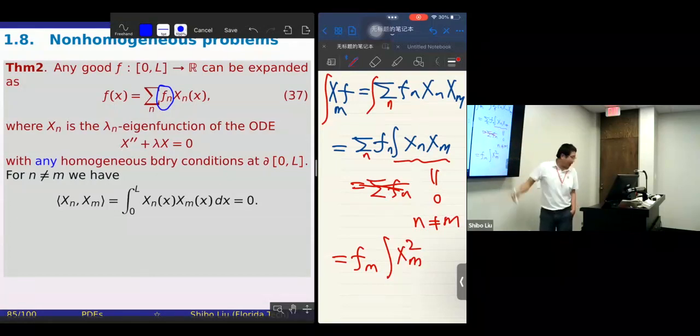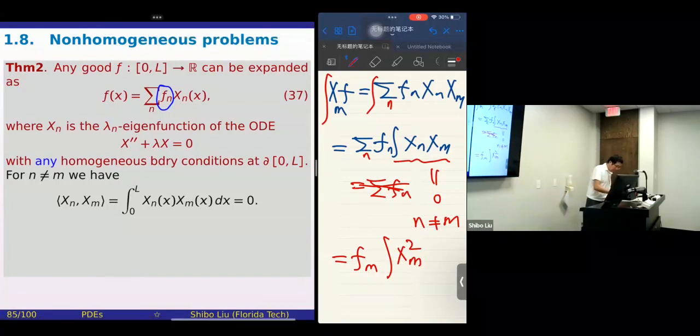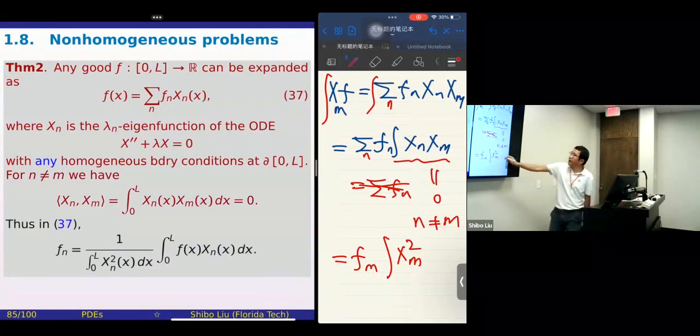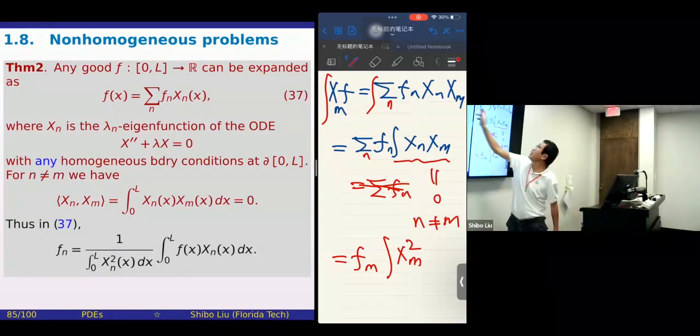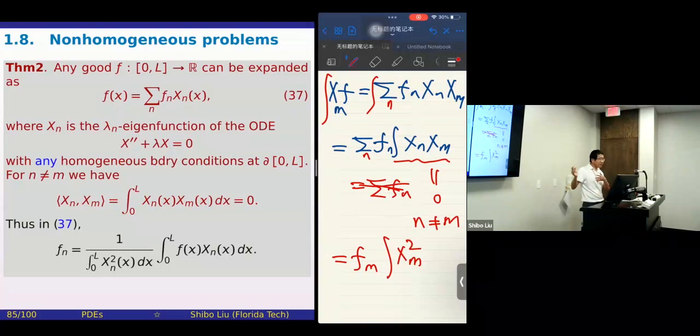From this, we can solve for Fm. Fm is given by dividing the integral of xm squared to the left hand side. Okay, so this is the theorem we will use numerous times today. Remember the conclusion. We don't prove it here, and we could not prove it here.